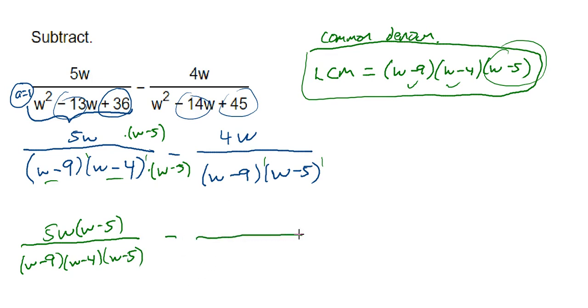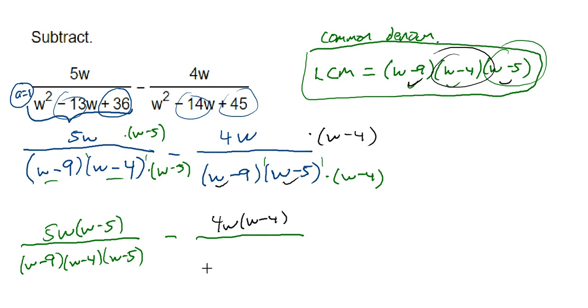Minus, do the same thing here. What are we missing from this denominator? We're missing the w minus 4, right? Let me use a different color here. We have the w minus 9. We have the w minus 5 already. What we're missing is the w minus 4. So that's what I'll multiply by. Multiply the same thing to the top to balance that out. So on top we'll have 4w times w minus 4 over w minus 9, w minus 5, w minus 4.